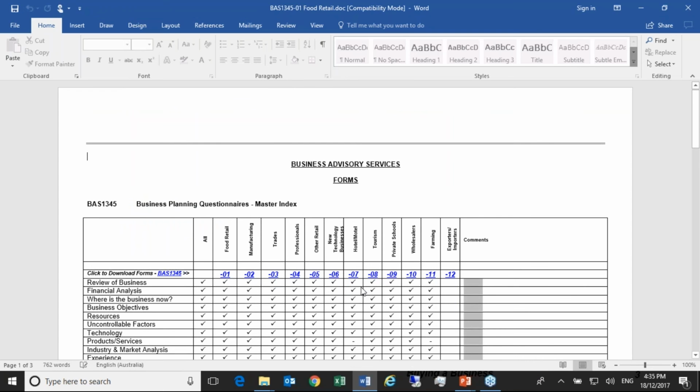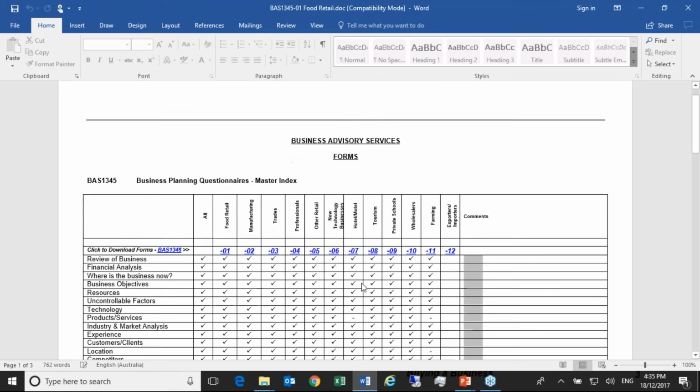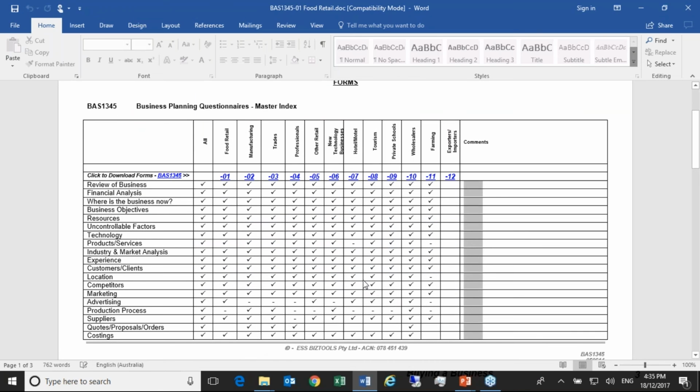Our recommendation would be that you prepare a business plan for your client as part of this process. He's buying a business or she's buying a business. So we have a whole suite of business planning questionnaires. This is the master index. There are a number of different master industries. We've got here food retail, which we're saying is what this industry might be.